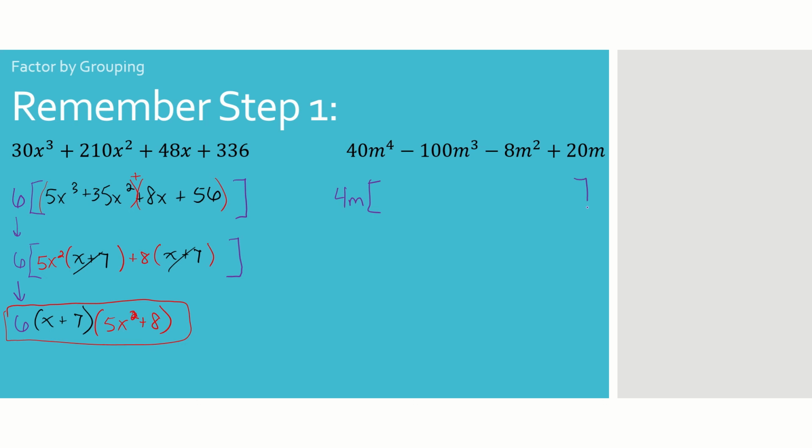Put my brackets, and then factor the 4m out of all of those terms, leaving us with 10m to the third minus 25m squared minus 2m plus 5. And I want to make sure for my next line I bring the GCF down. I don't want to throw it away. It needs to stay in the problem.